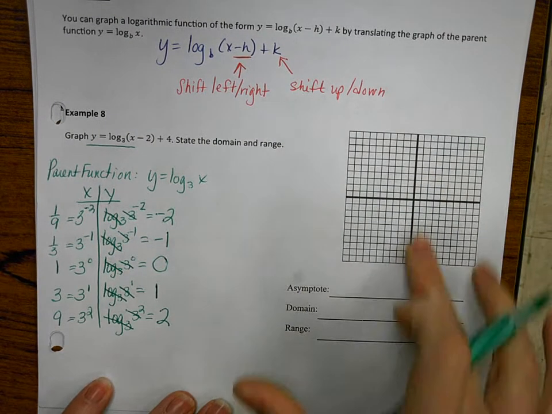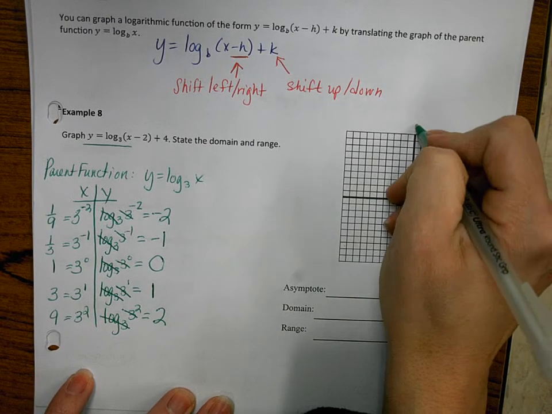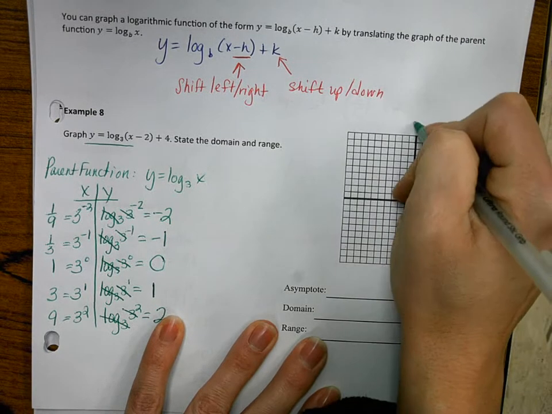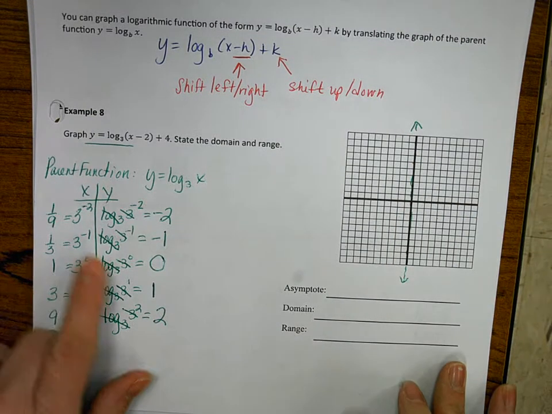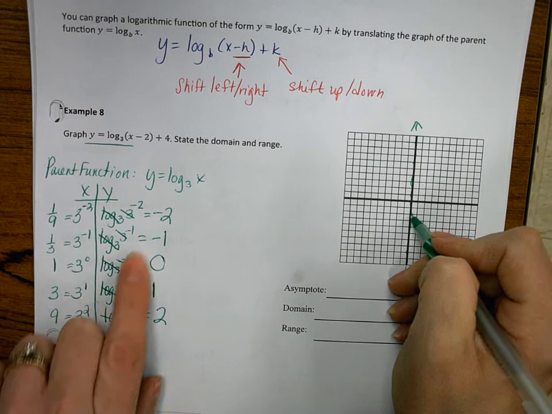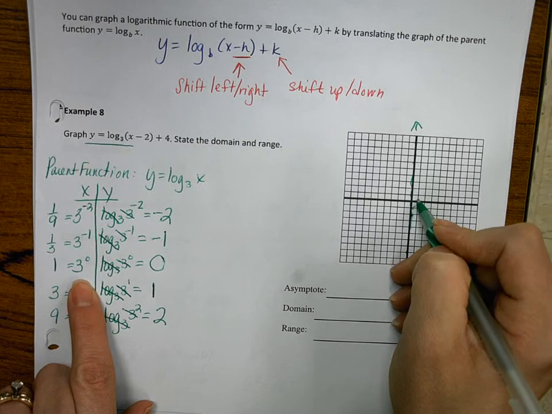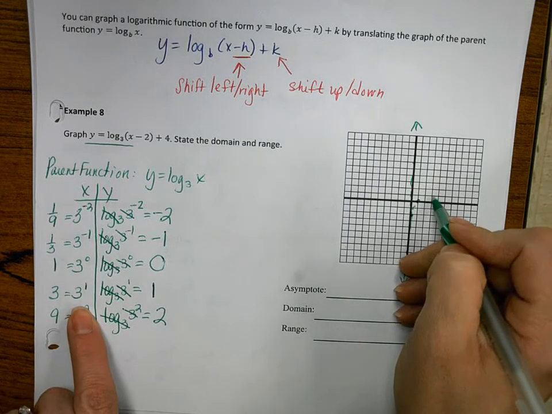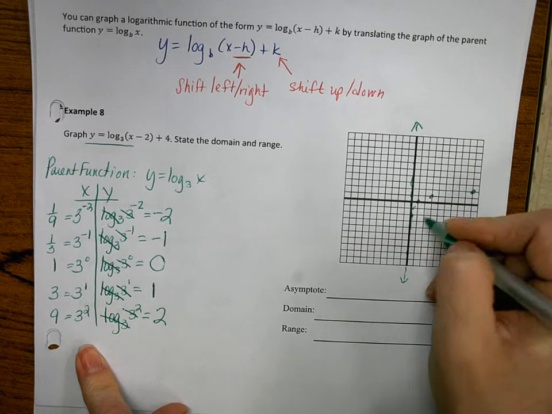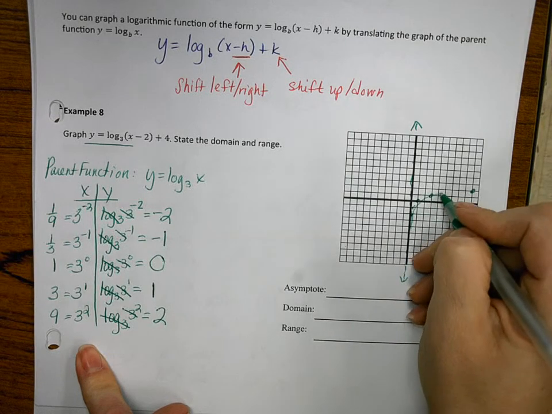As we begin to look at our graph, the parent function of every log function has an asymptote at the y-axis, so I'm going to put the y-axis as my asymptote. For 1/9, I'm at -2. For a third, I'm at -1. For 1, 0, so I'm to the right 1. For 3, 1, I'm to the right 3, up 1. And for 9, 2, I'm to the right 9, up 2. My graph is going to go up and to the right.